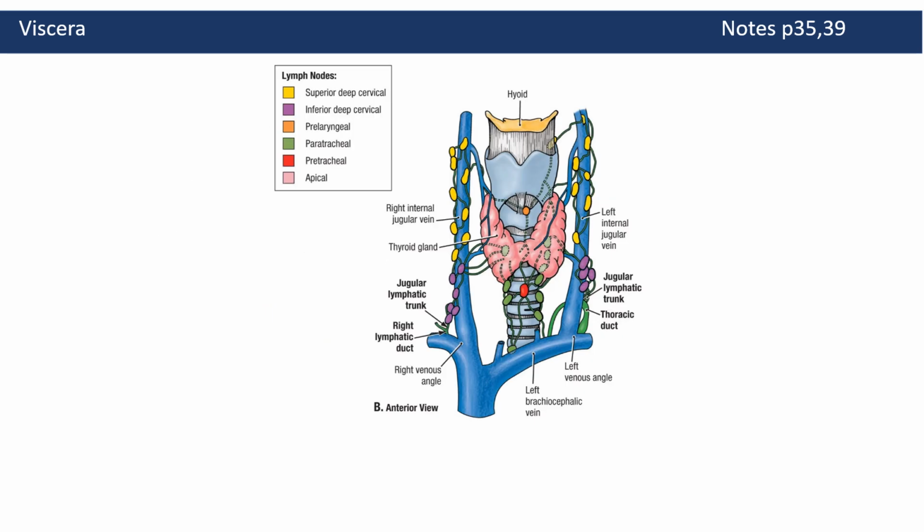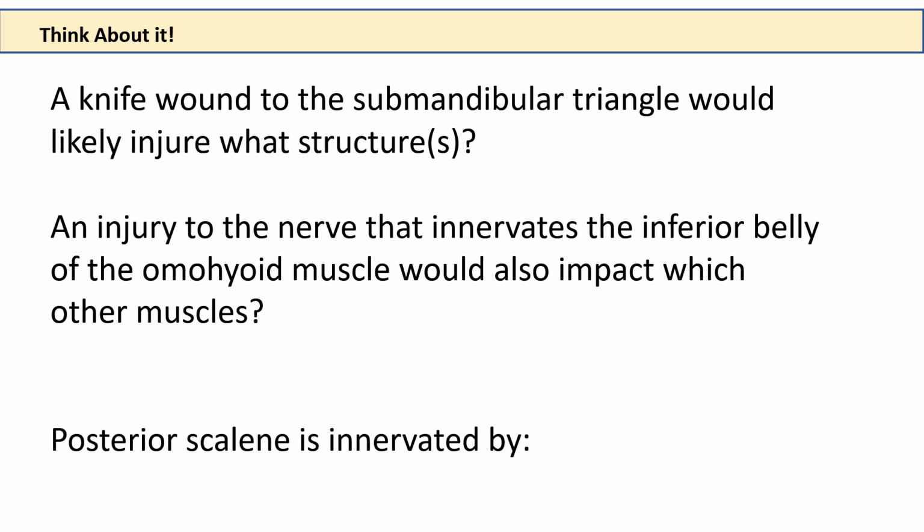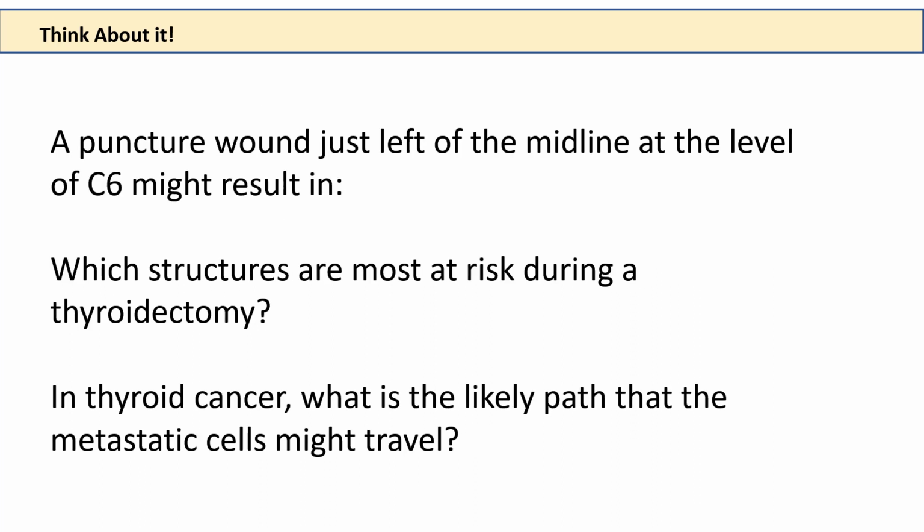And then this picture shows you the same thing again. So just some things to think about. If there was a knife wound to the submandibular triangle, what would you injure? If there's an injury to a nerve that innervates the inferior belly of the omohyoid, what would you impact? What's the posterior scalene innervated by? If you had a puncture wound just to the left of the midline at C6, what would you be hitting?